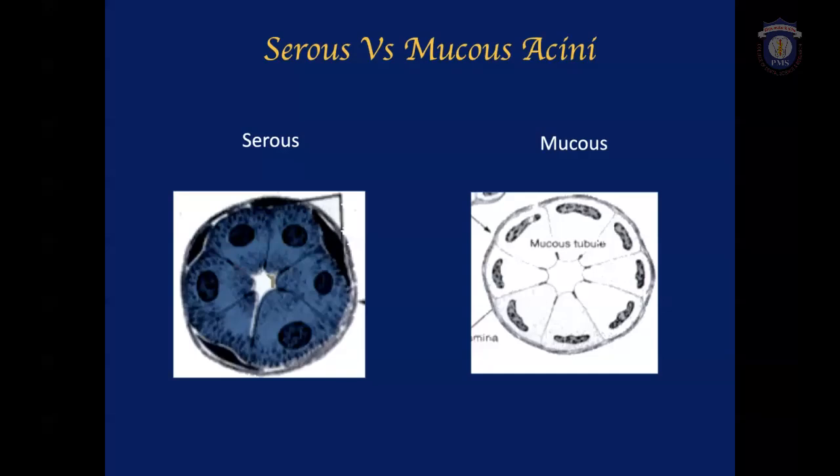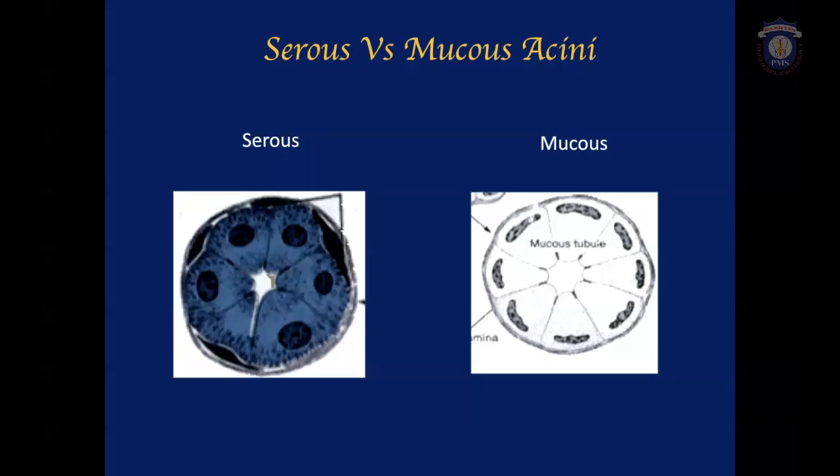The apical portion of the cell appears empty, whereas in serous you were seeing a lot of zymogen granules present in the apical portion, but in the mucus cell the apical portion is relatively empty. So the staining taken by the mucus cells is relatively pale because there is not much content in the apical portion or in any part of the cell as such.